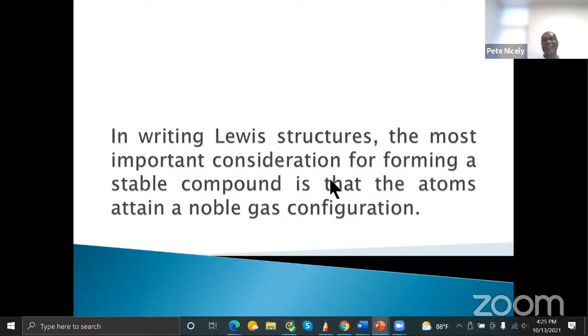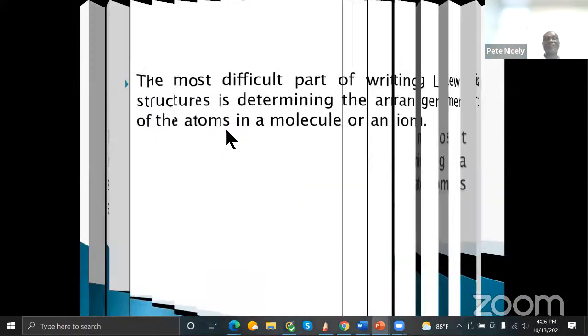So first thing I want to mention here is that when you're writing Lewis structures, the most important consideration for forming a stable compound is that the atoms will try to attain a noble gas configuration. In other words, the atom will try to obtain the same number of electrons on its outer shell as its nearest group 8 element, all right? So that's the first thing we need to remember when we're constructing Lewis structures for molecules.